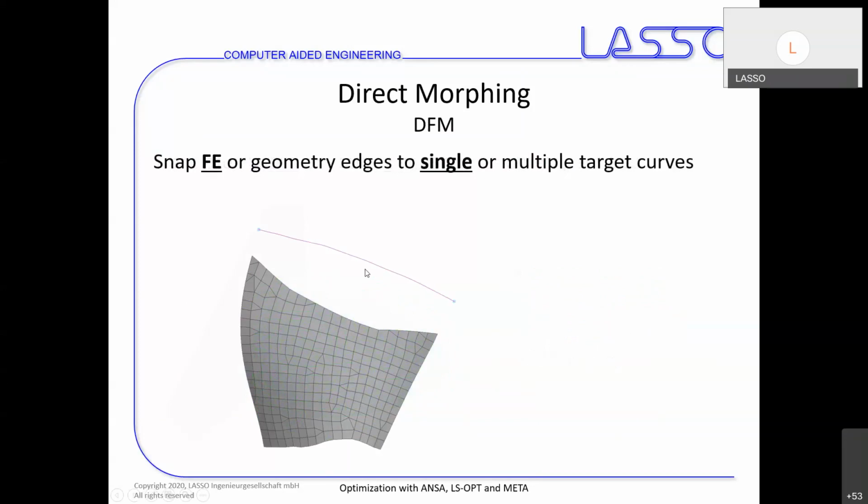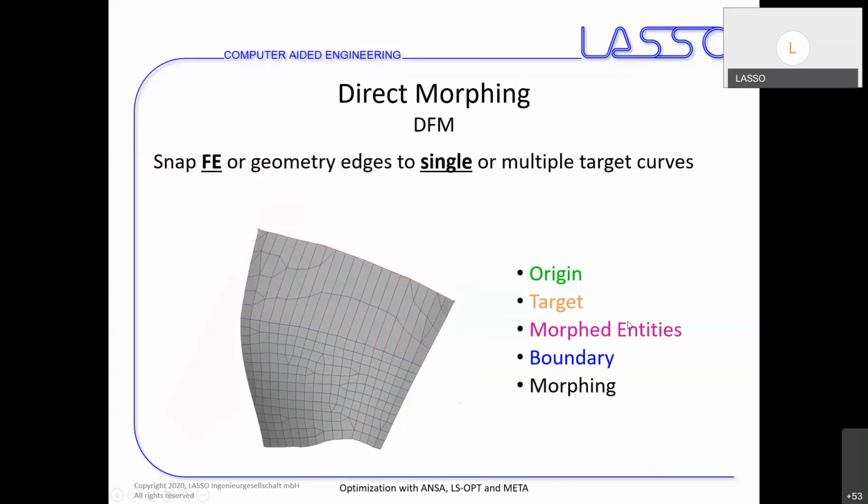Another example, a fitting of edges. In this case, the origin or the control entities actually is a sequence of edges. This is fitted to a target. We have some rows of elements that are actually morphed, and again, the border to the rest of the model, our boundary. And here you see a typical result of morphing when the morphed area actually is quite small compared to the distance the morphing is applied. So usually by morphing, we get quite well stretched or squeezed elements that can hardly directly be used for a simulation later on.